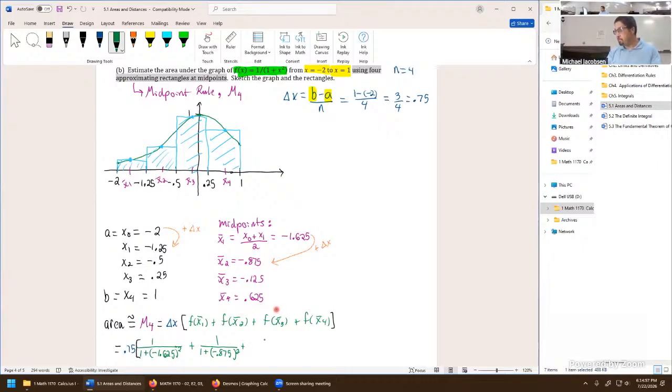For this one, it's going to be plus 1 over 1 plus negative 0.125 squared. And we're on to our last one. At x bar 4, it's 1 over 1 plus 0.625 squared. We can close the group here and now get a number out. We'll approximate this one as well.